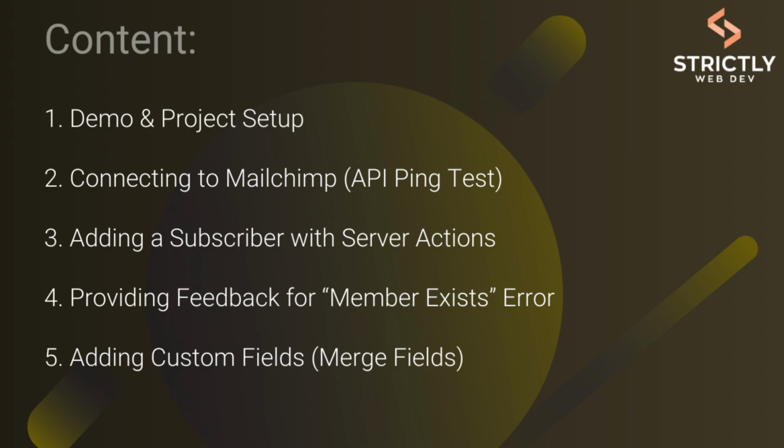So here's a quick summary of how this tutorial is structured. We're going to have 5 videos in total. The first video, which is this one, is going to be the demo of what we're going to build, as well as the project setup. The second video is about connecting to Mailchimp using the API ping test. The third video is about adding a subscriber with server actions. Number 4, providing feedback for member exists error. And finally, adding custom fields, also known as merge fields, to our subscription.